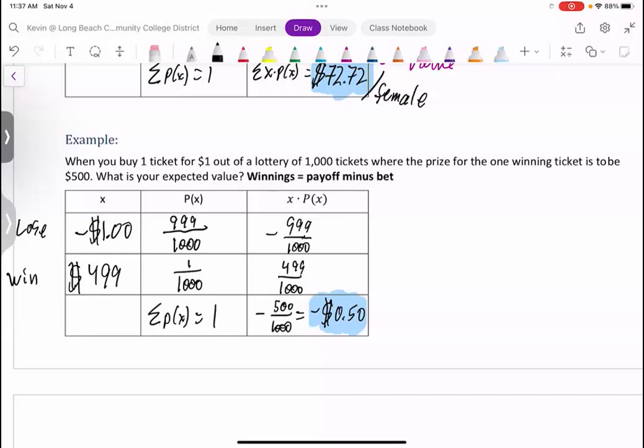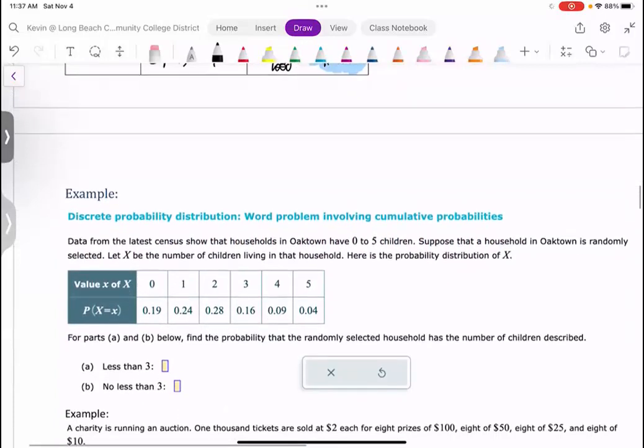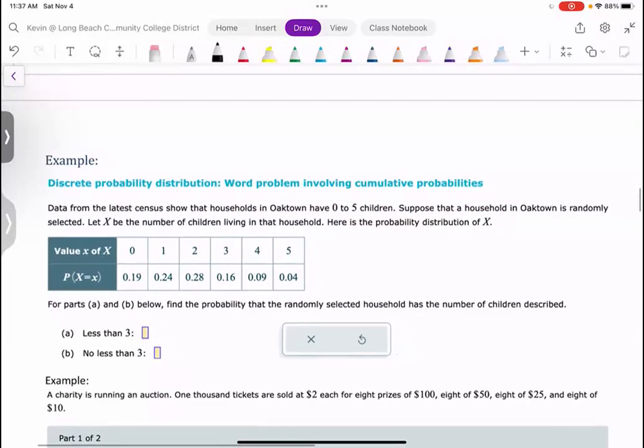All right, next up, we have some problems from ALEKS. Data from the latest census show that households in Oaktown have 0 to 5 children. Suppose that a household in Oaktown is randomly selected. Let X be the number of children living in that household, and here's the probability distribution of X.